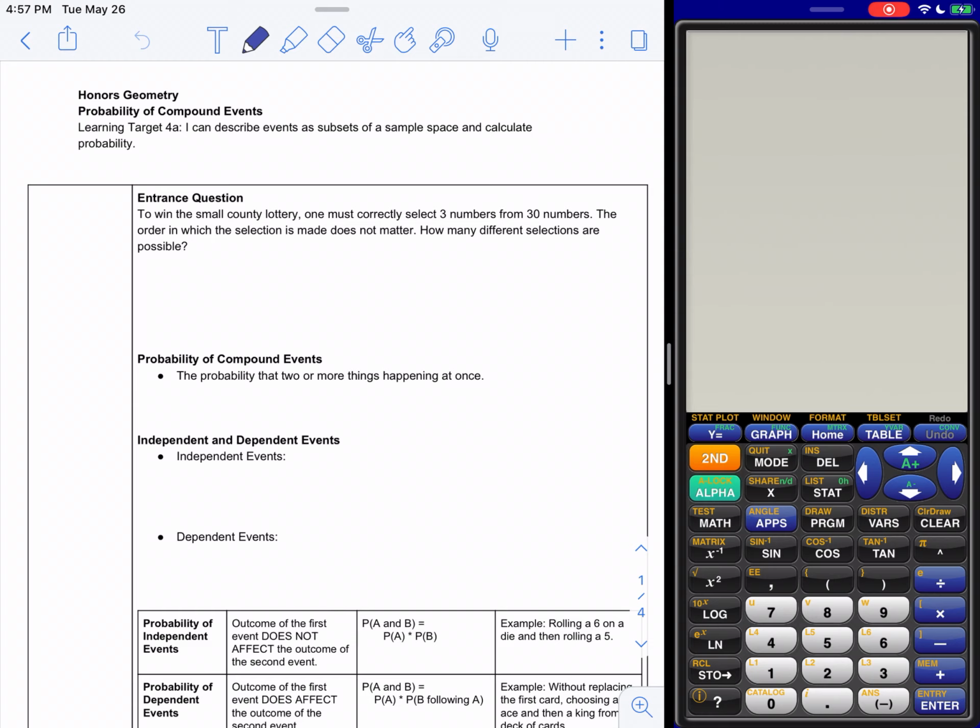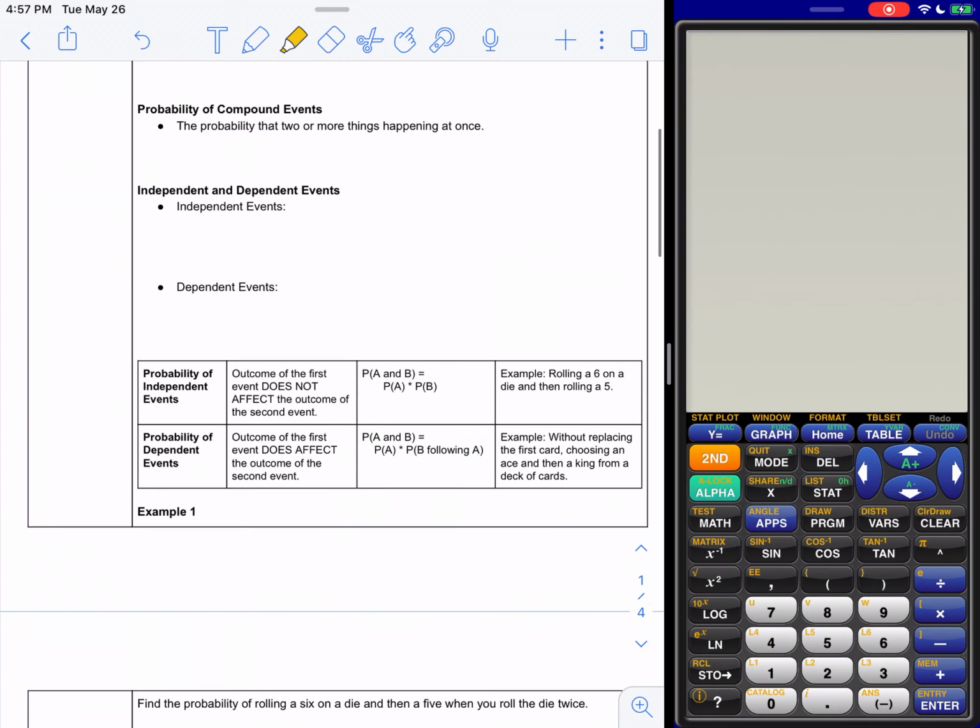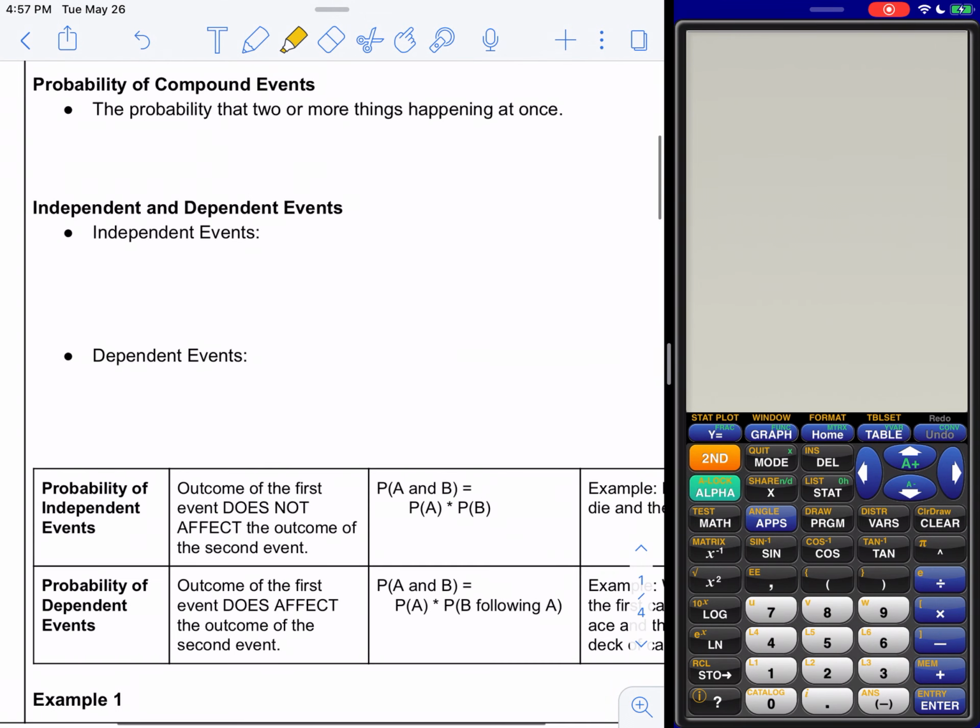Today we're going to talk about the probability of compound events. We are still hanging out in Learning Target 4A. It says I can describe events as subsets of a sample space and calculate probability. All right, so today we're specifically focusing in on the probability of compound events, and that is two or more things happening at the same time.